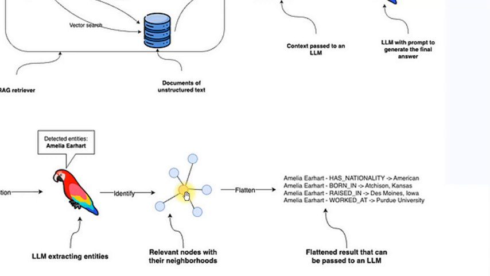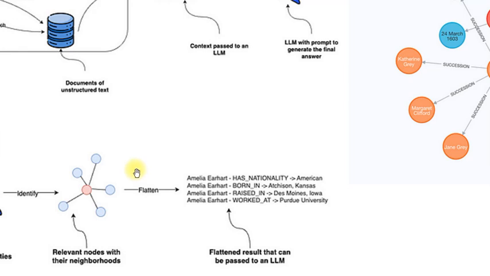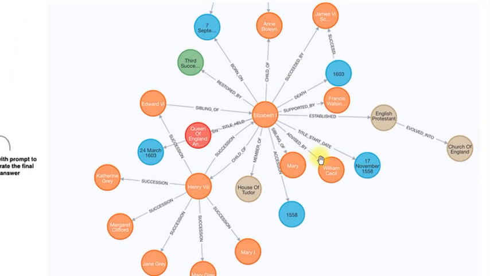And from the middle, you can see that there are 1, 2, 3, 4, 5 neighborhood nodes. And then the relevant nodes within the neighborhood will be extracted and flattened. So you can see that Amelia Earhart is the middle, and you can imagine 1, 2, 3, 4, 5 nodes outside. They are maybe nationality, born in Atchison, Kansas, raised in Iowa, or work at Purdue. So from that node, they can connect to their neighborhood and form the entire information. And these results will be passed to the LLM. This will be a part of the RAG and passed to the LLM. So this is the big example.